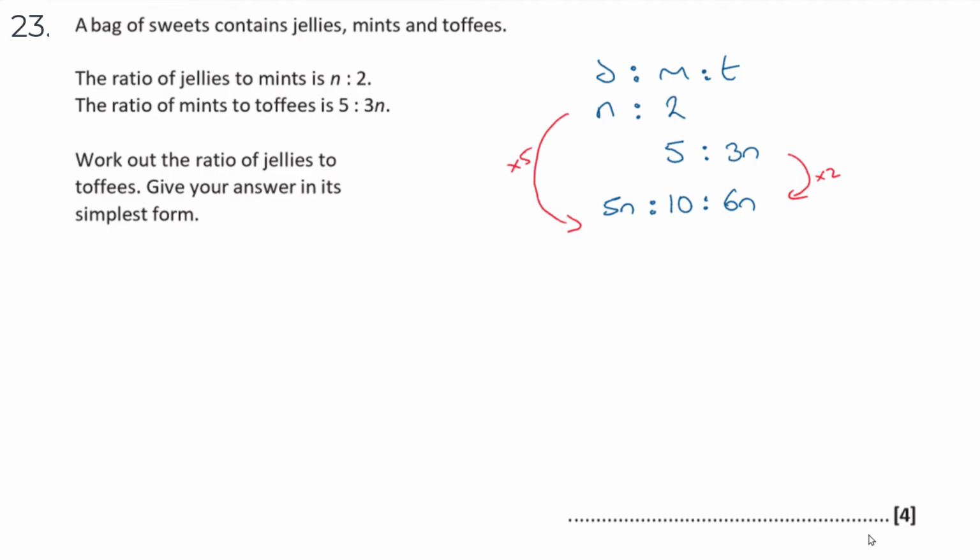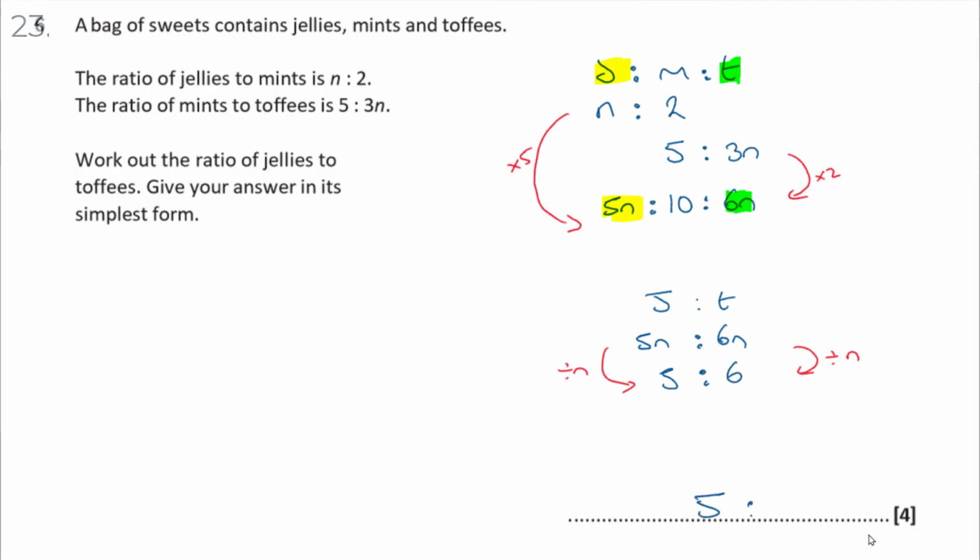Then it says work out the ratio of jellies to toffees. So we want to compare the jellies with the toffees. Jellies to toffees is going to be in the ratio of 5n to 6n, isn't it? Then all I need to do now is divide both parts of the ratio by n. Then we can see that these are going to be in the ratio of 5 to 6. So 5 to 6 is my final answer.